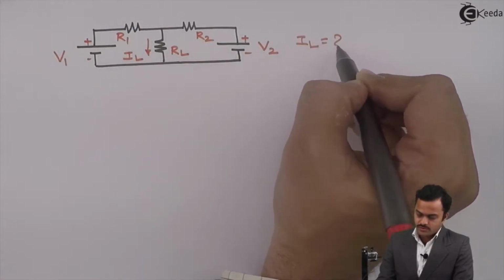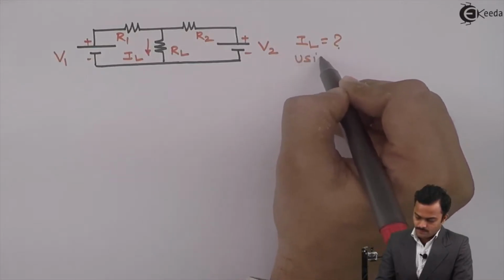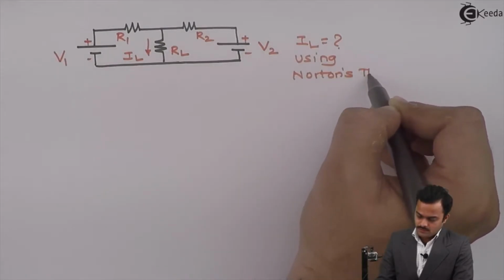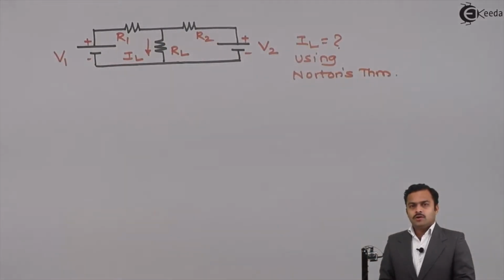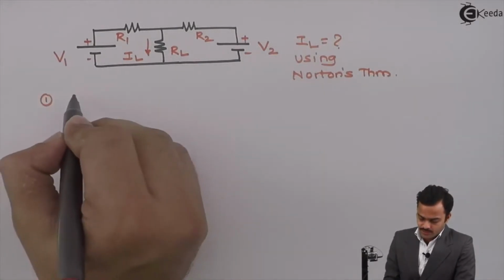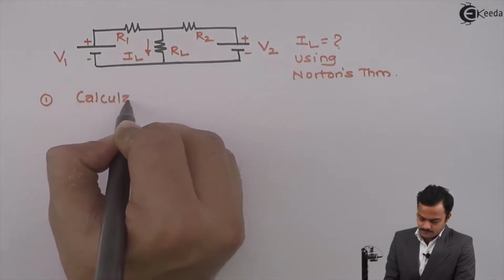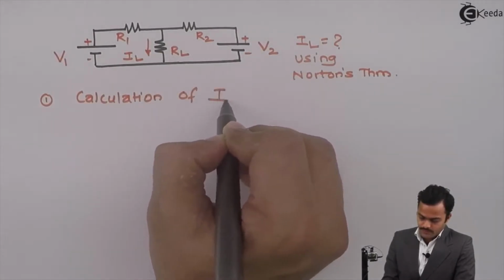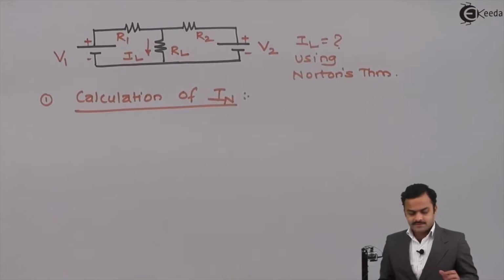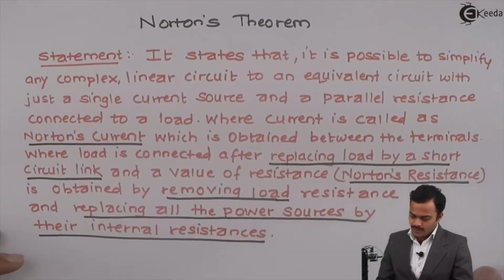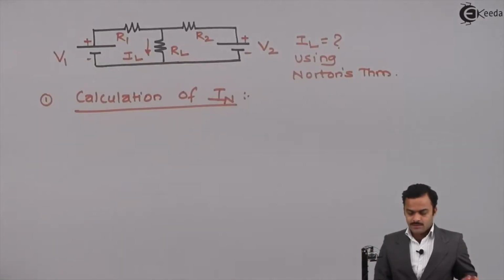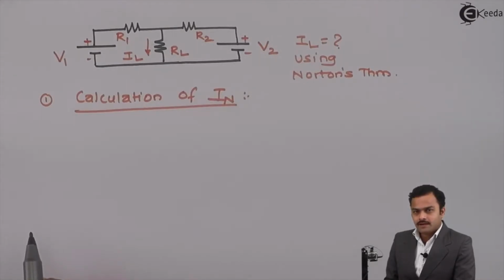So the objective is to get IL using Norton's theorem. It has four steps. The first step is the calculation of IN, which we call Norton's current. For this, as per the theorem, you will get Norton's current if you replace the load by a short circuit link. See the modification that we are supposed to make while calculating IN.